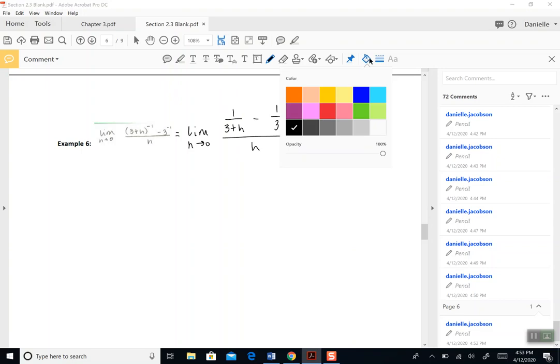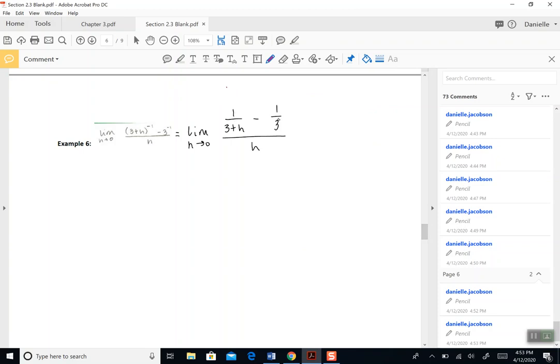This is a very large prereq type question, but we need to find the common denominator between 1 over 3 plus h minus 1/3. So we need some side work here, all algebra. I'm going to find the common denominator. I have 1 over 3 plus h, and 1/3. A good common denominator for these two is found by multiplying the two denominators together. So we need to get this to something over 3 times 3 plus h.